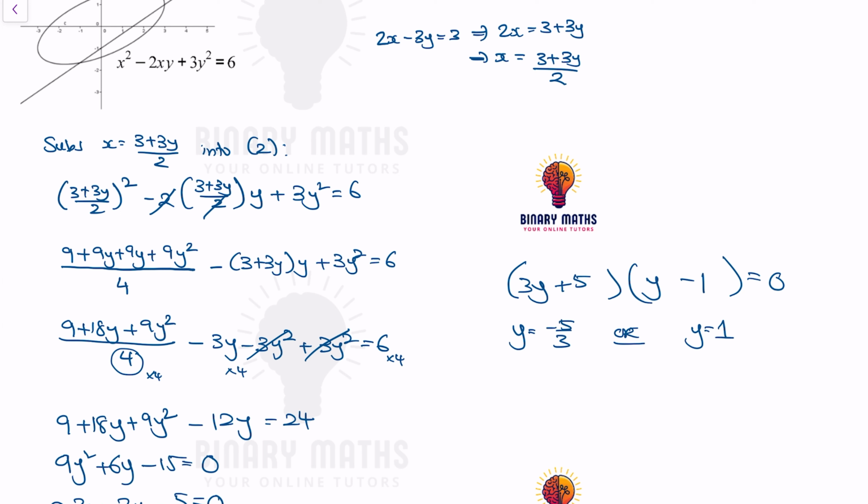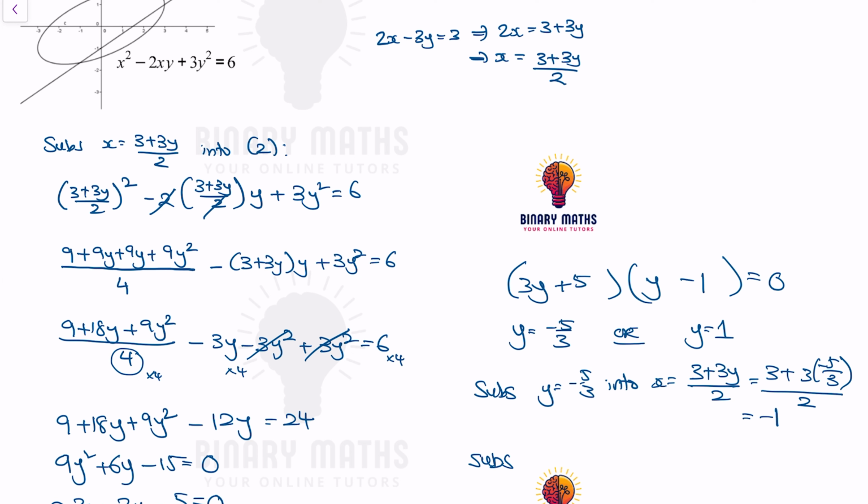Now don't forget you need to find your corresponding x values. So I need to substitute back into x. So substitute y is equal to negative 5 over 3 into x is equal to 3 plus 3y over 2. So what you end up getting is 3 plus 3 times negative 5 over 3 over 2, which is the same thing as 3, take away 5, divide by 2, which gives you negative 1.